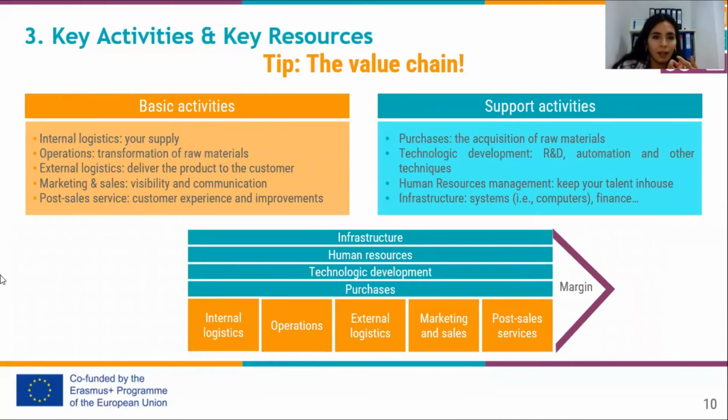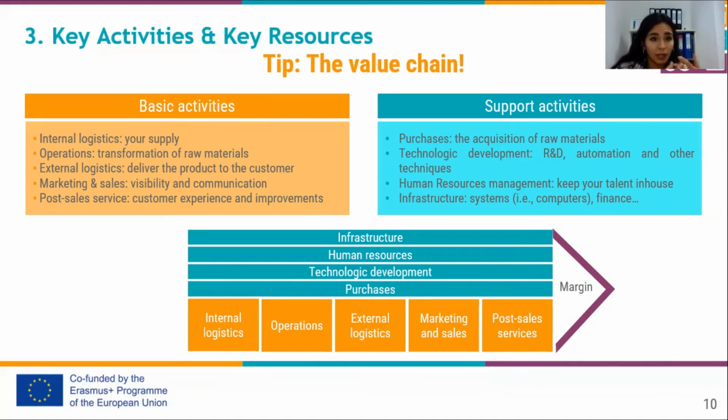In order to define the activities that we are going to develop, I give you here a tip, and it is to define the value chain of your solution. Okay, and the value chain is divided in two kinds of activities. The first one are the basic activities, and the basic activities are, for example, the internal logistics. That means how do I get all the resources that I need? For example, if I am a firm that is developing clothes, how am I going to supply myself with fabrics, with machines, and with all the material that I need to produce? For example, this is internal logistics.